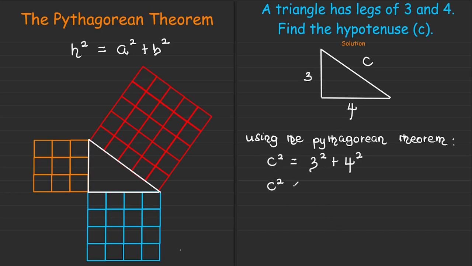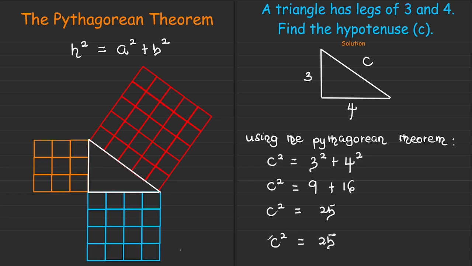We have C squared being equal to 3 squared, which gives us a 9, plus 4 squared, which gives us a 16. So we still have C squared being equal to 9 plus 16, which gives us 25. C is what we want and not C squared. So applying algebra over here, we can say that C squared is equal to 25.